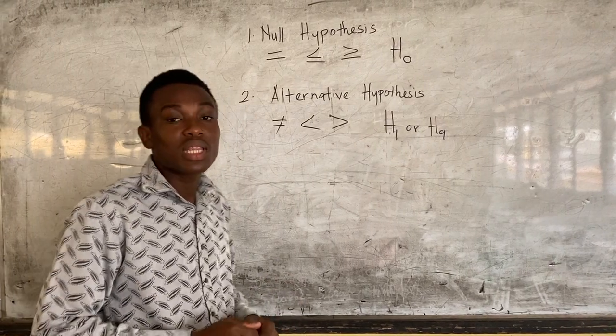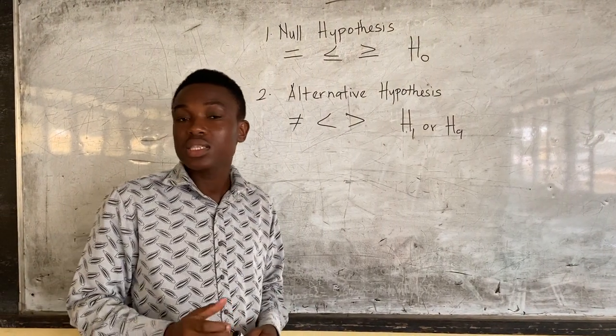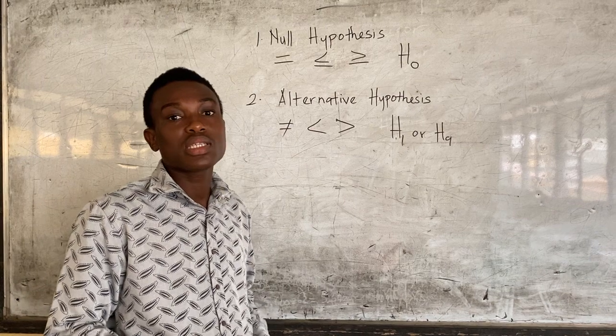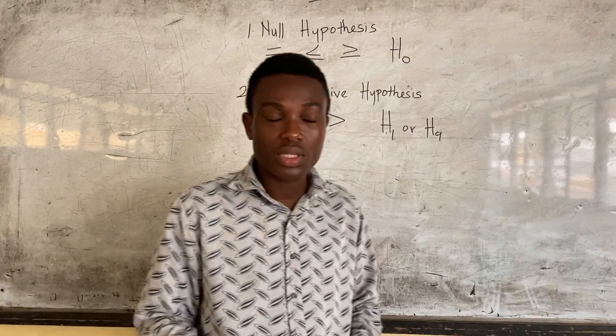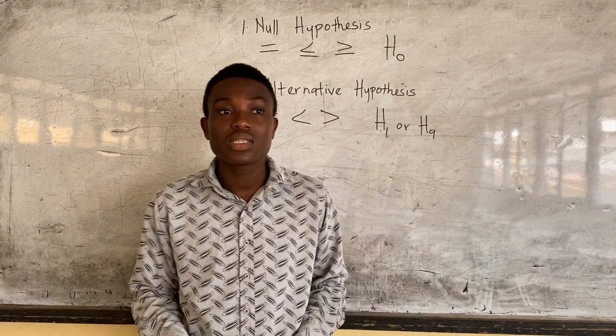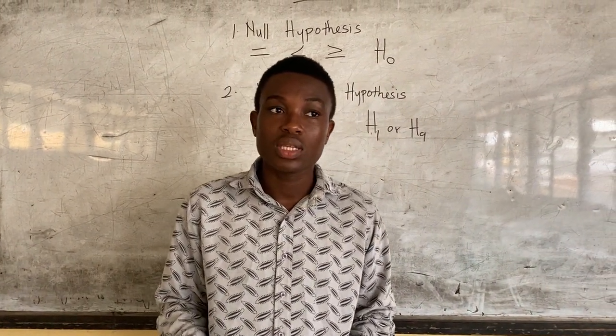For any hypothesis question or in hypothesis testing, the null hypothesis is always stated first, and then the alternative hypothesis is stated afterwards. And the alternative hypothesis is the opposite of the null hypothesis.